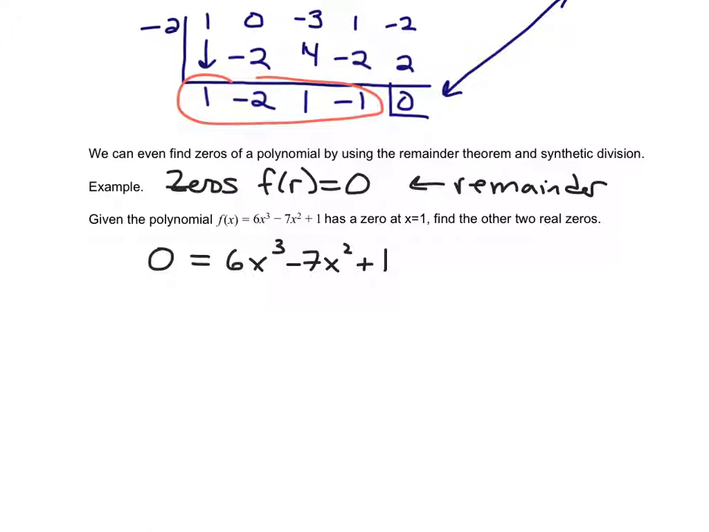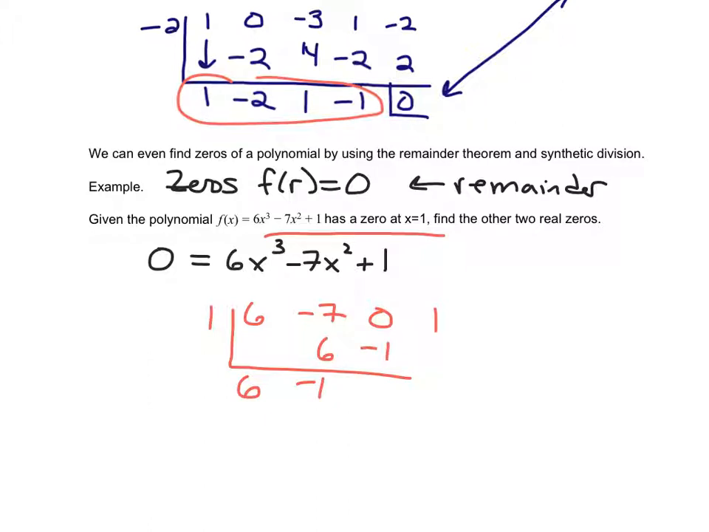So my 0 is at 1. It says I want to find the zeros if I have 1 zero at x minus 1. So if I divide out 1 from my polynomial, 6, negative 7, 0, because there's no first term, and 1, I get 6. 1 times 6 is 6. Negative 7 plus 6 is negative 1. 1 times negative 1 is negative 1. That's negative 1. That's negative 1. That's 0.